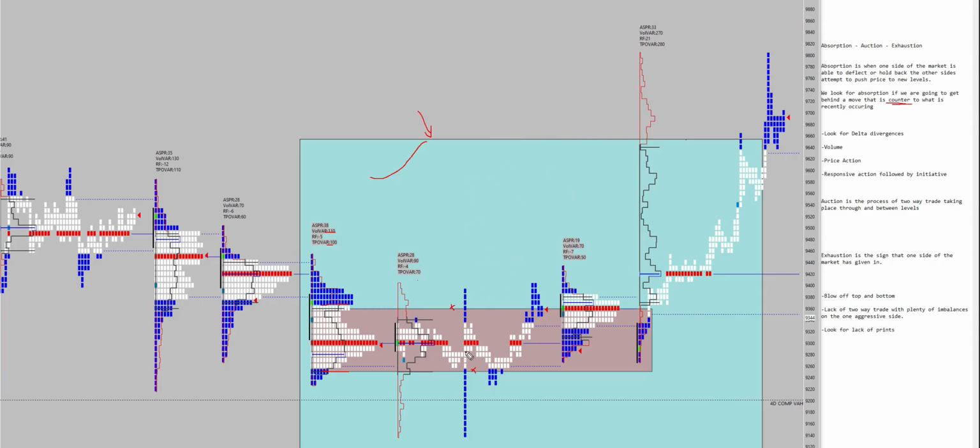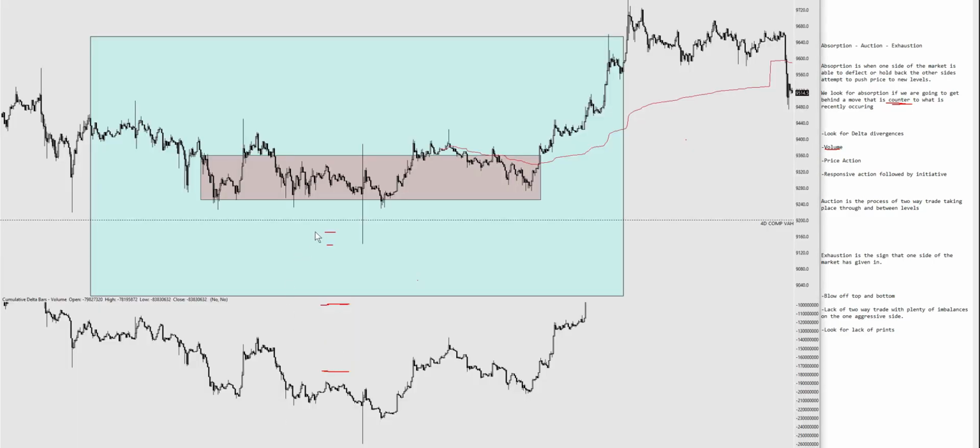One, we want to see that there is a reasonable amount of activity at these levels. So there's two-way trade, so we want to look for volume. The other tool that is very useful is delta divergences. So for example, if we're looking at this structure as it's forming on this time frame, we could see that in the beginning of this structure, we are already setting up within this range with some delta divergences.